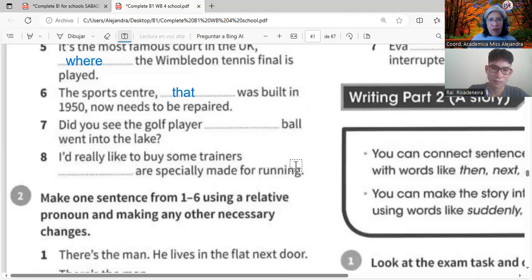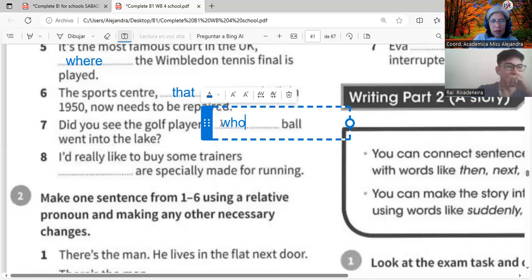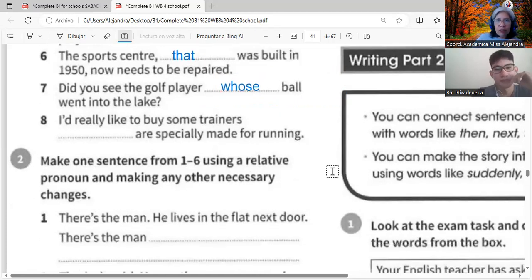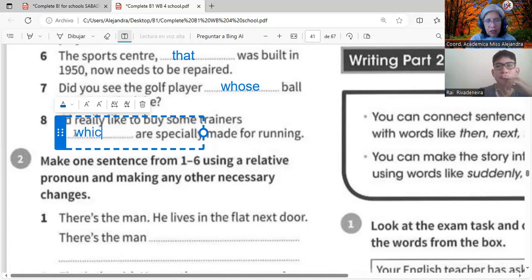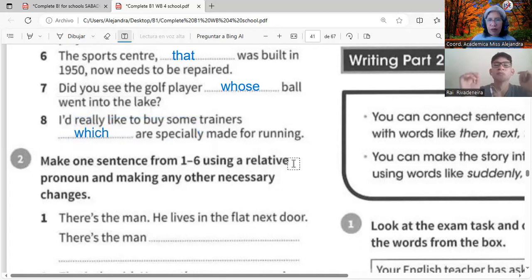Did you see the golf player's ball went into the lake? Whose ball? The ball belongs to him. I'd really like to buy some trainers, especially made for running. I'm talking about the shoes, which are special, which are specially made for running.